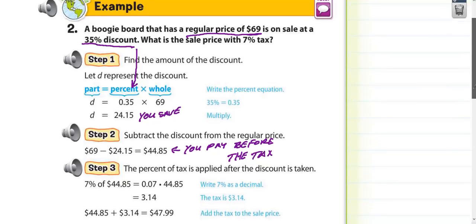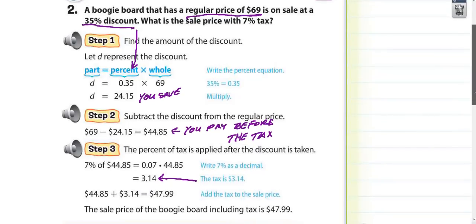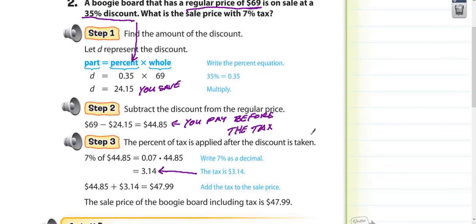So then you have to take that $44.85 and multiply it by the 7%. That gets you the $3.14. That's the tax. Add the tax back in, and you have $47.99. That's the final amount that you pay.